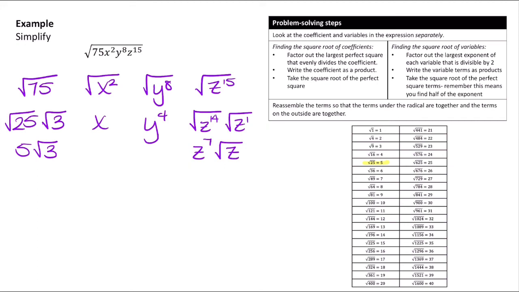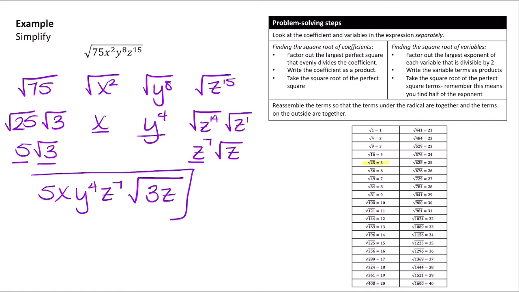Now let's gather up everything we have on the outside. So I have 5, I have x, y to the 4th, and I have z to the 7th, and then everything under the square root. So I have 3 and I have z. So this is now my fully simplified answer.